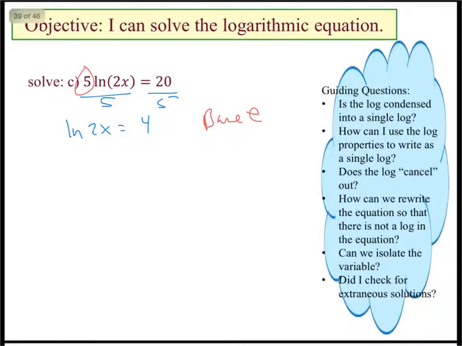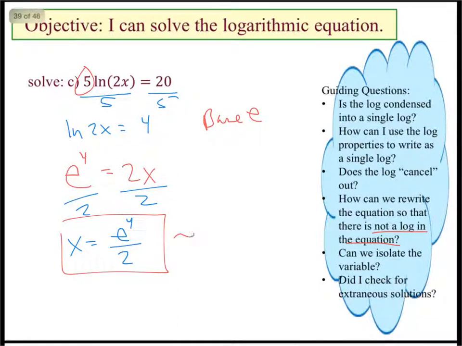So when we convert this so that we don't have log in our equation, it would be base e raised to our exponent 4 equal to 2x, and then we would divide by 2 in order to isolate the x. So we get x equals e to the 4th power over 2. This is our final answer. We could certainly put that in our calculator and find out what the equivalent decimal is if that's what the answer wanted, or if that's what the answer choices were.